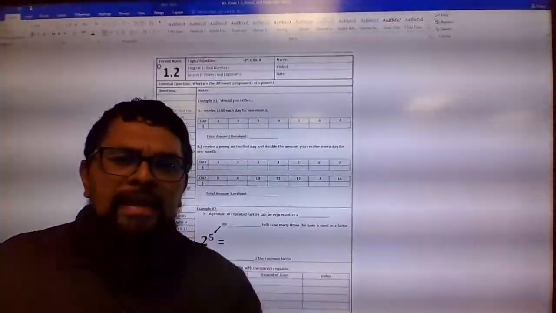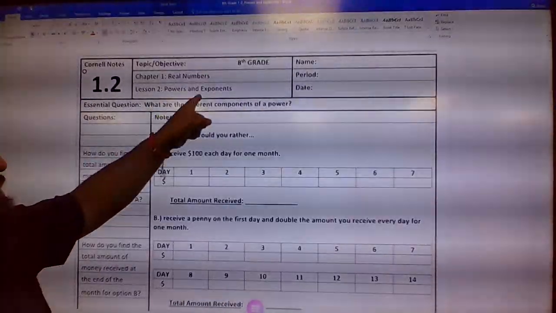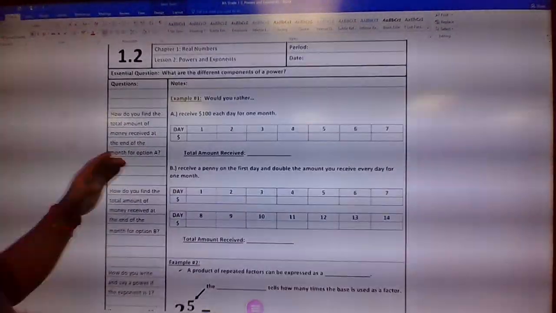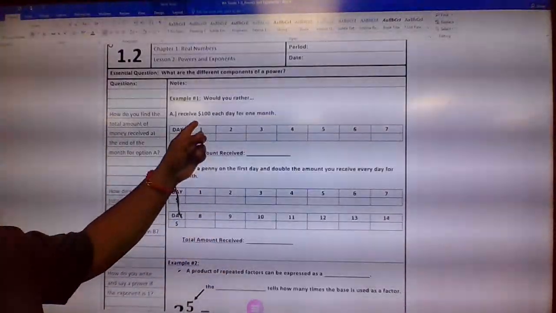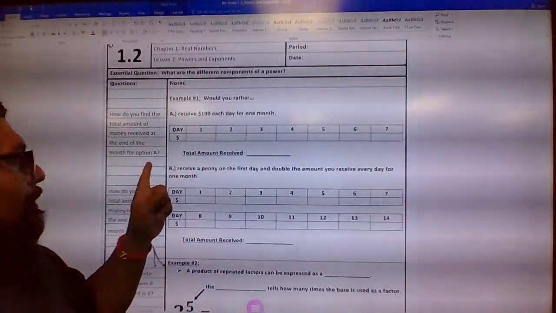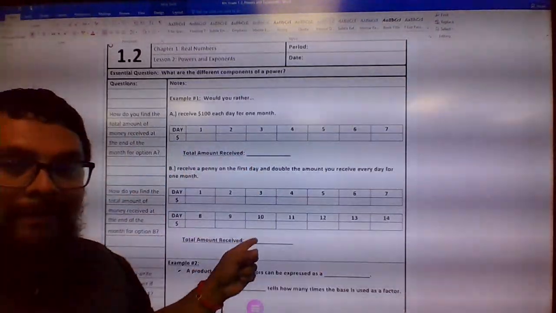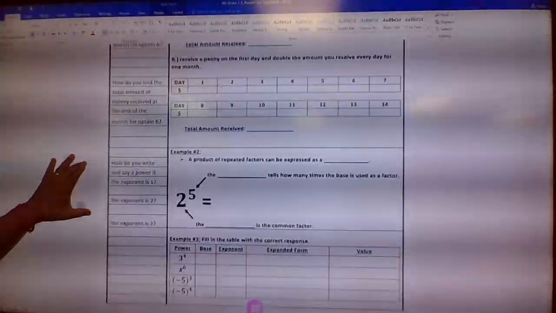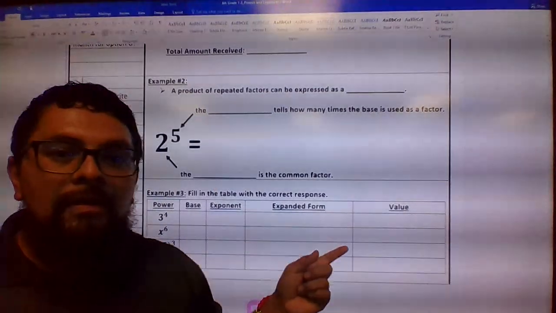Then we went on to 1.2, powers and exponents. We did this example in regards to me giving you money. Would you like me to give you $100 a day, or one penny and then doubling it for 30 days? So this was the better deal. Remember this one?